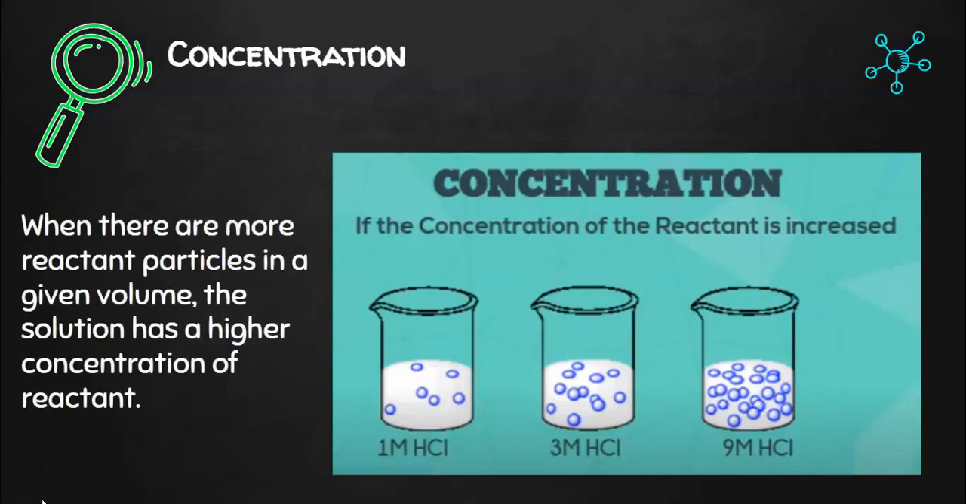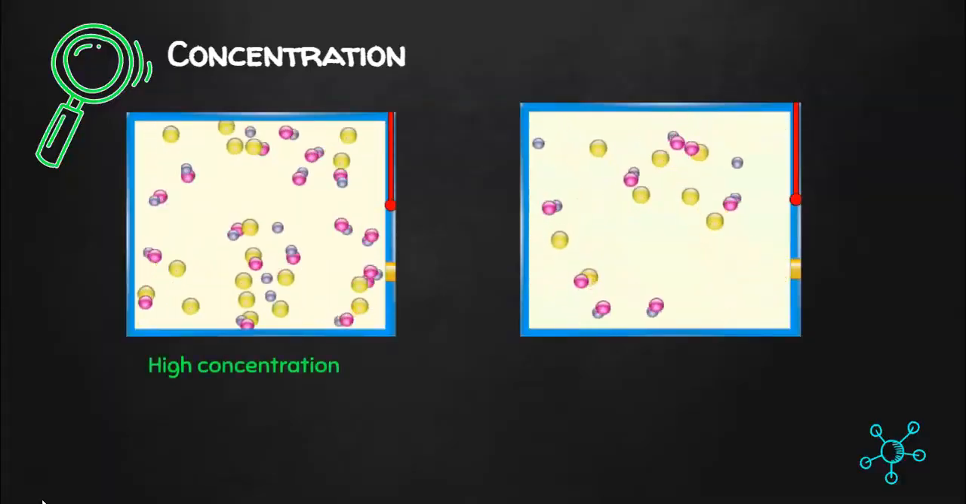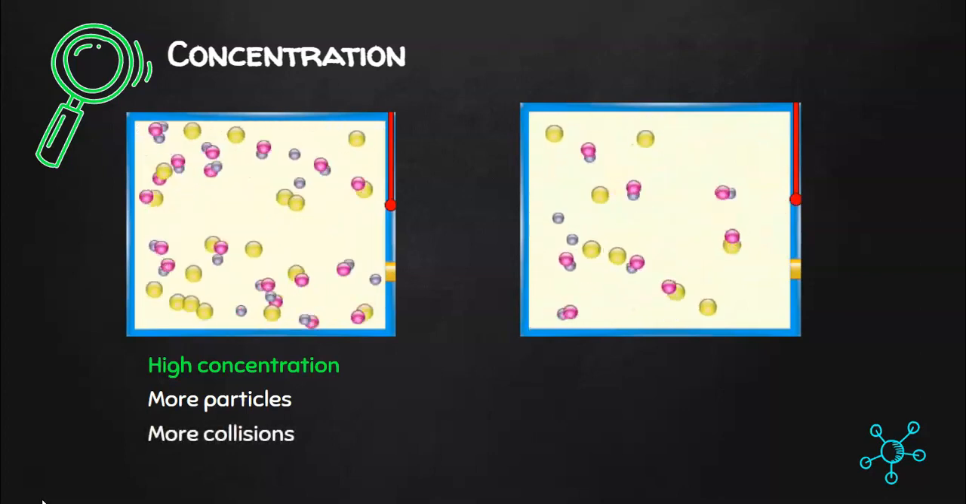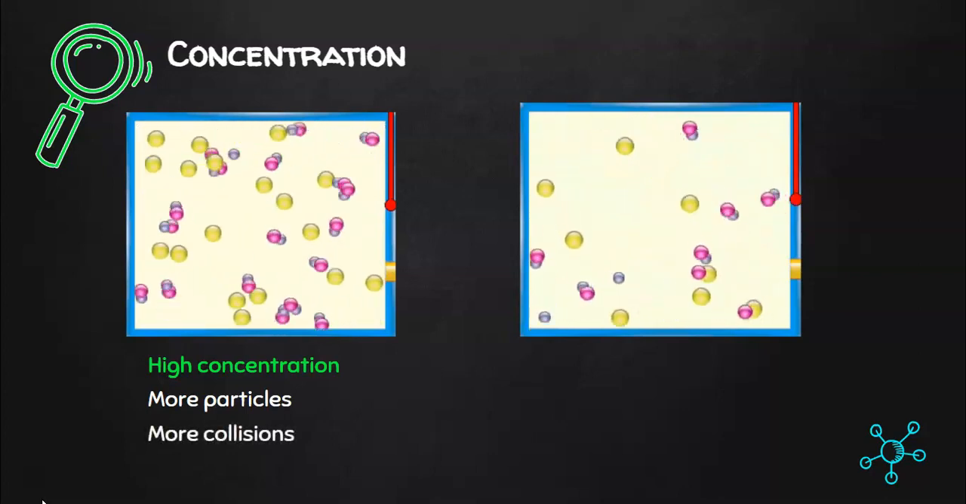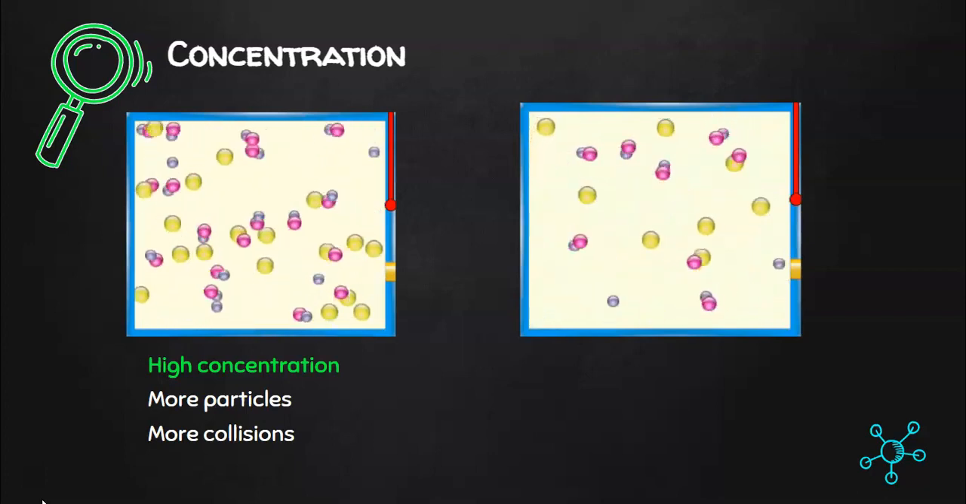When there are more reactant particles in a given volume, the solution has a higher concentration of that reactant. So here we see the 9 molar solution of hydrochloric acid has more reactant particles than the 1 molar solution. On the left, we see a high concentration of reactant particles, and because they are in a certain space, they are colliding relatively frequently because they are crowded in that space.